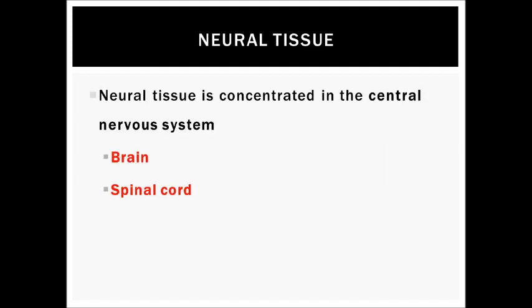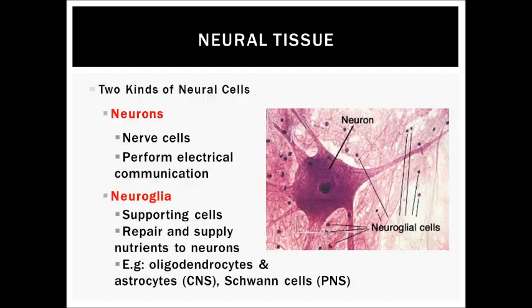Two components in the central nervous system are brain and spinal cord. And for neural cells, they are neurons and neuroglia. Neurons are the nerve cells, while neuroglia are supporting cells to the neurons. Some examples of neuroglia are oligodendrocytes, astrocytes, and Schwann cells.